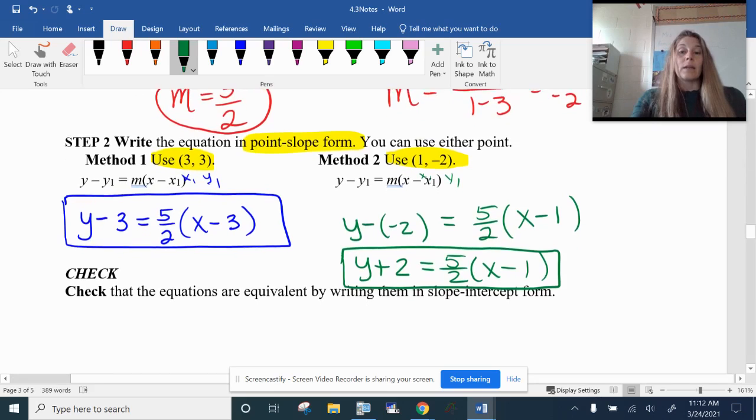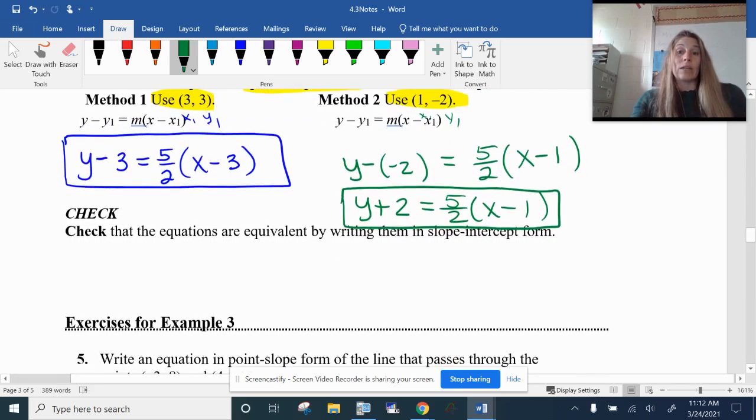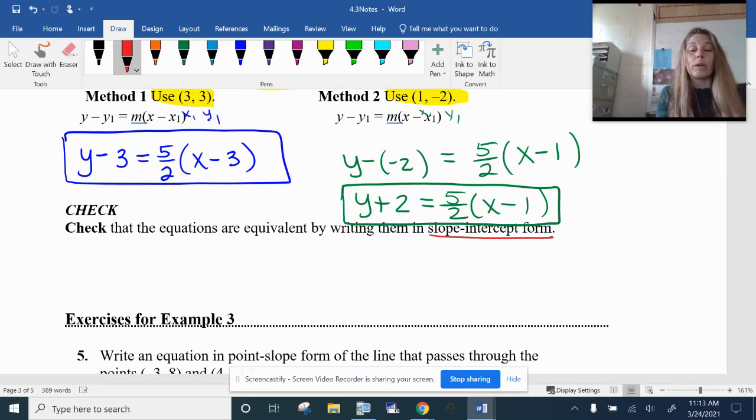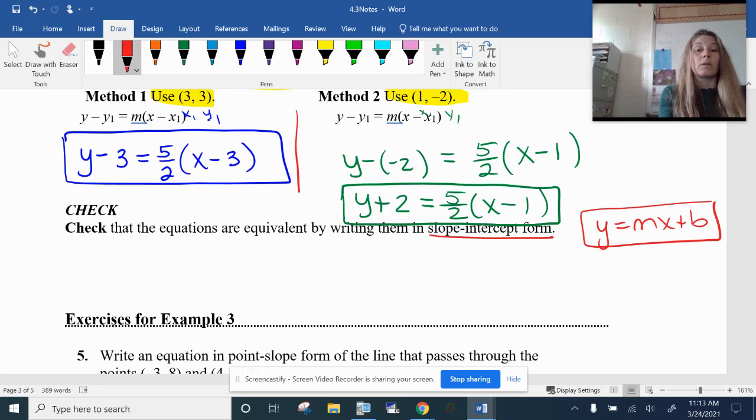And the reason that this is something that we can do is because if we went to check to see if they're the same by putting them in slope-intercept form, which is your y equals mx plus b, you would see that they will both end up being the same. So I'm going to do that here so you can see.